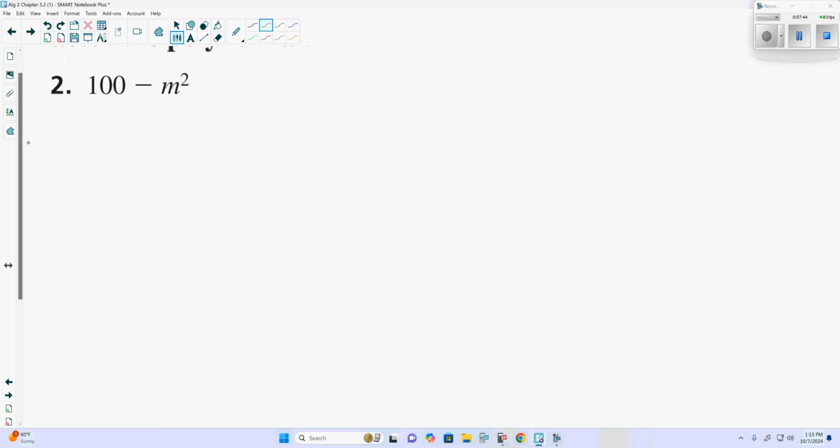Okay. This one does look a little different, yes? Same thing, it's just backwards, because our first term, 100, what times itself is 100? 10. What times itself is m squared?